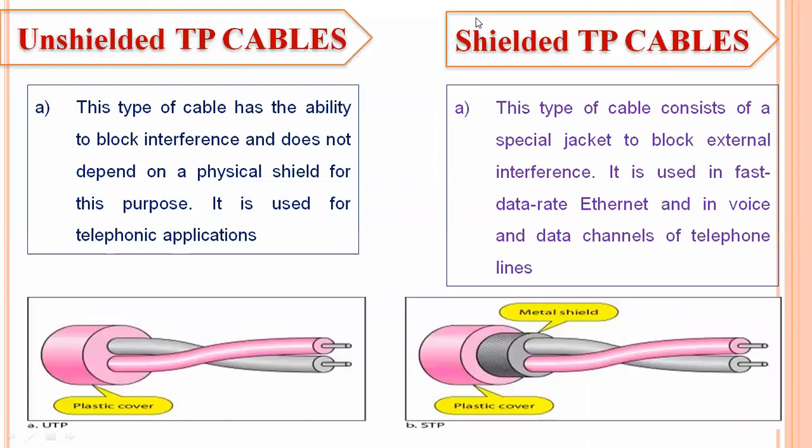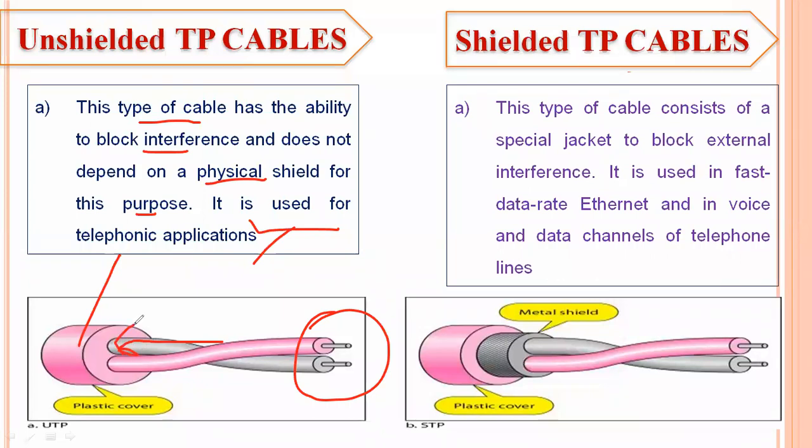So next, the types of twisted pair cables are: first is unshielded twisted pair cables and second is shielded twisted pair cables. So unshielded twisted pair cable has the ability to block interference and does not depend upon a physical shield for this purpose. It is used for telephonic applications. So this is the plastic cover, and the wires are already inserted in this plastic cover. No other shield has been used to protect the data. It relies on its own ability to protect the data from the external noise.